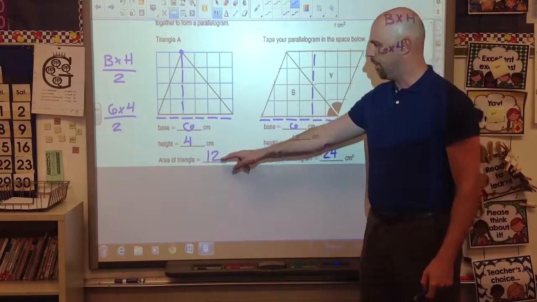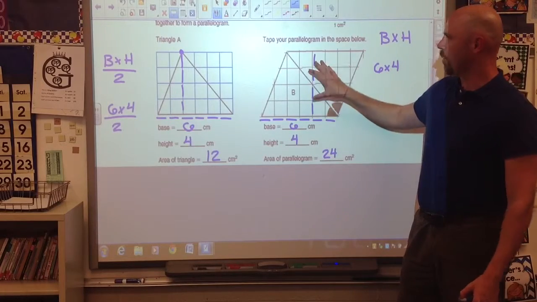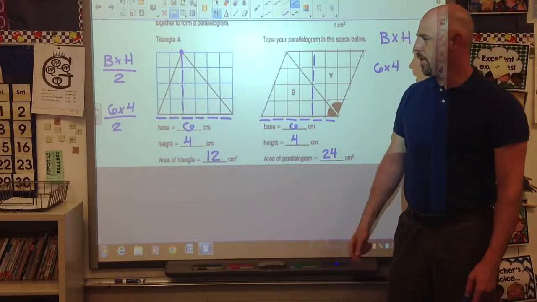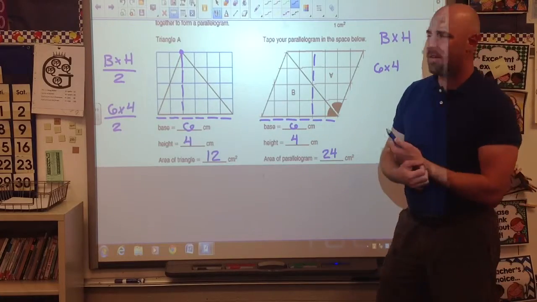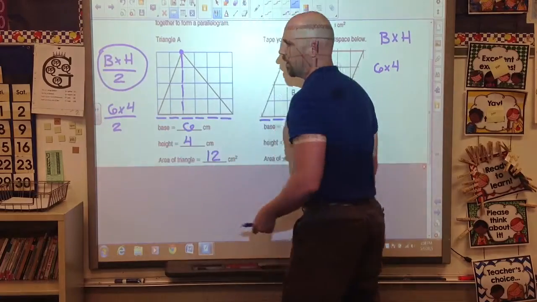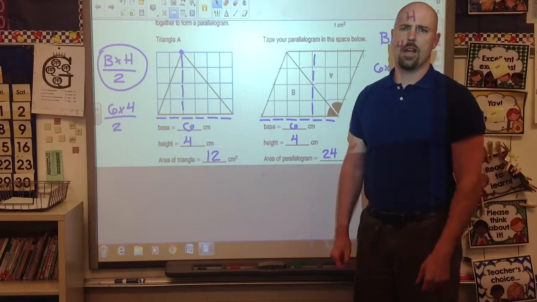This should be double that, and it is. Okay, there are 24 squares in here. This thing's only half as big. There's only 12. So our formula for the area of a triangle, take it home, write it all over the place. Base times height divided by 2, and that is the area of a triangle.